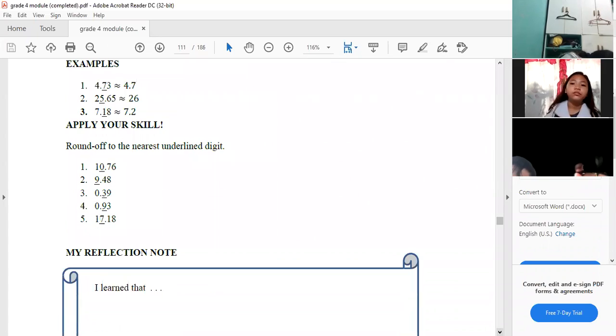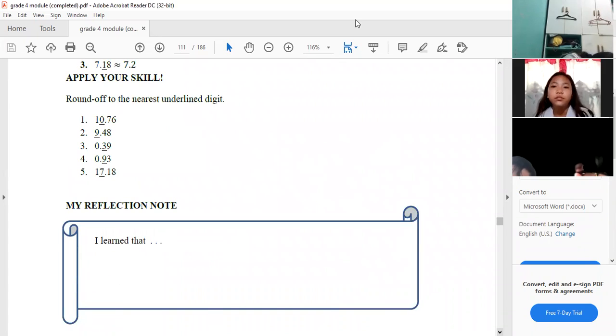So round off to the nearest underlined digit. So number 1. Tara natin. So yung katabi ng 0 is 7. Okay. This would become 11. There's no need to write the zeros, okay? So, just 11 po, sir. Yes, 11. How about 9? So 4 yung katabi. We're not gonna round up the hundreds po, teacher. 9 na lang. Hindi na po. Oh, okay.